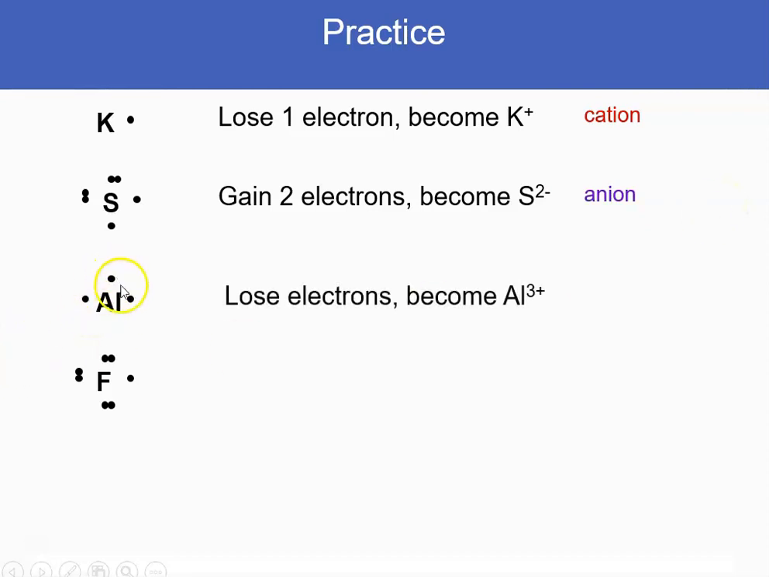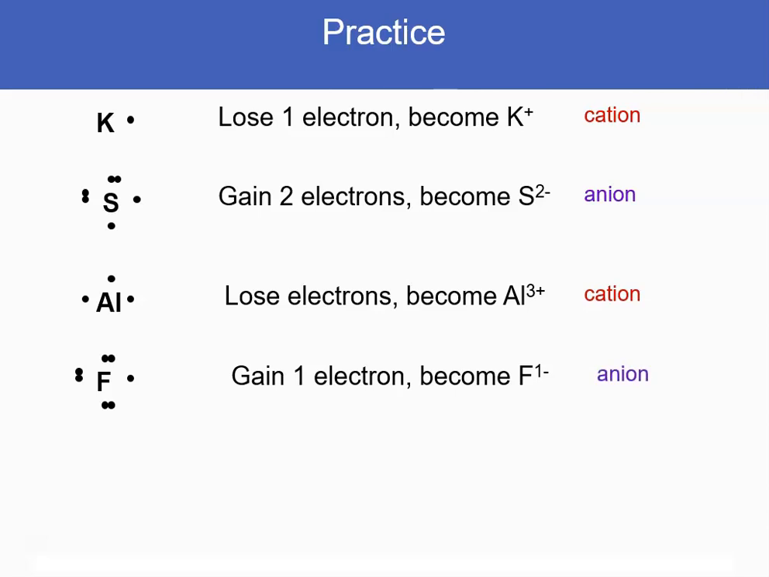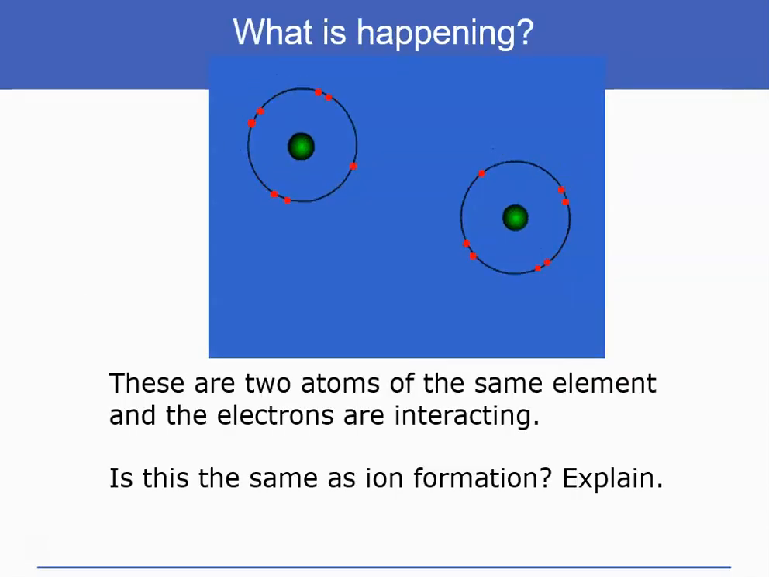Aluminum is going to lose all 3 of its valence shell electrons. Losing 3 negatives makes it a +3 cation. And lastly, fluorine will also gain that 1 electron, filling its octet, filling its outer shell to become a -1 total charge, which of course would be negative, an anion.